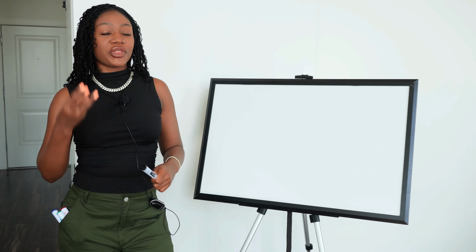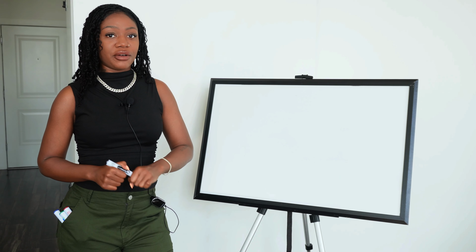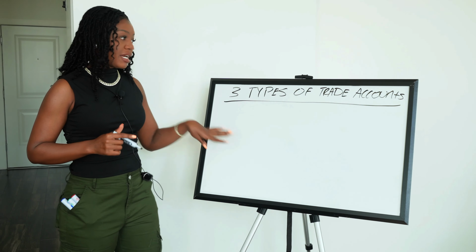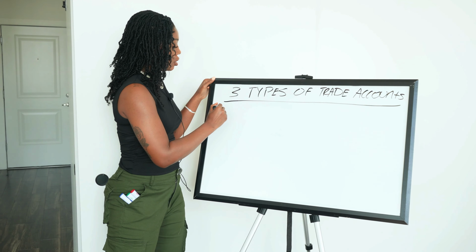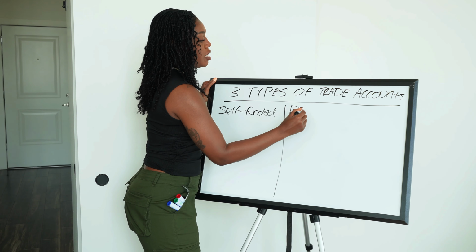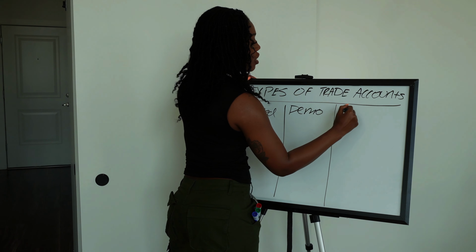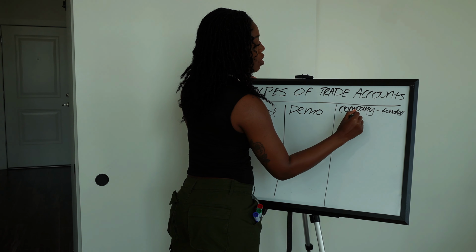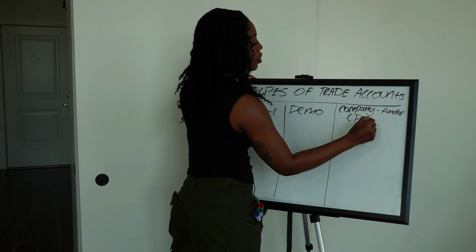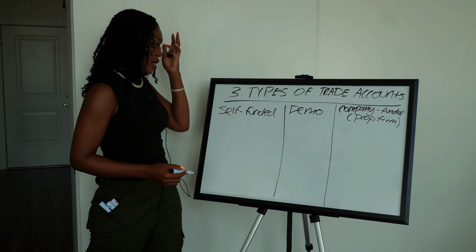Okay, now let's talk about the 3 different types of trading accounts you can have. The 3 types of trade accounts that you can have are self-funded, demo, that's the second one, and then company funded, also called a prop firm. Sorry if that's a little messy.